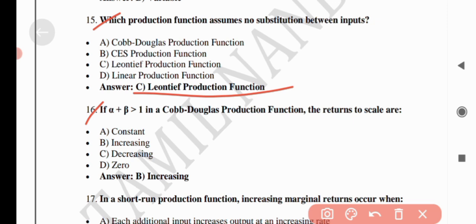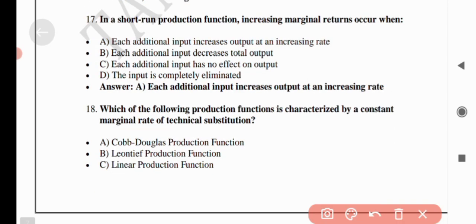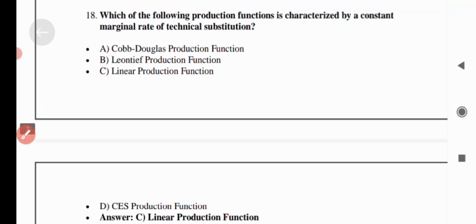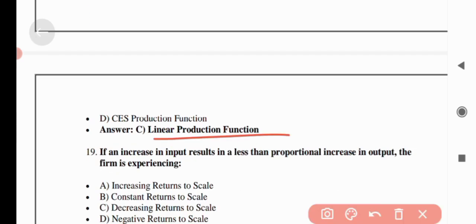If alpha plus beta is greater than 1 in a Cobb-Douglas production function, the returns to scale are increasing. In a short run production function, increasing marginal returns occur when each additional input increases output at an increasing rate. Which of the following production functions is characterized by a constant marginal rate of technical substitution? Linear production function.